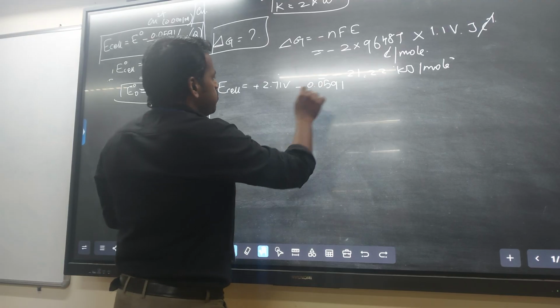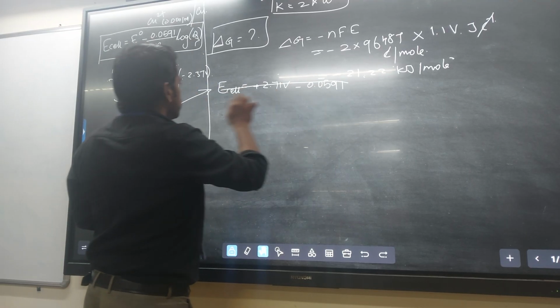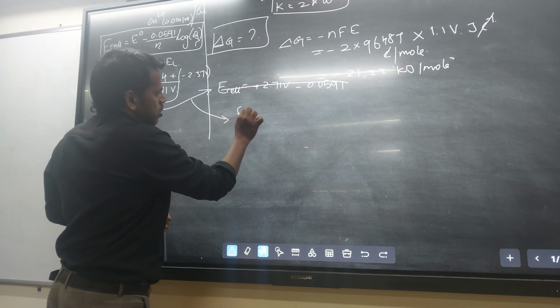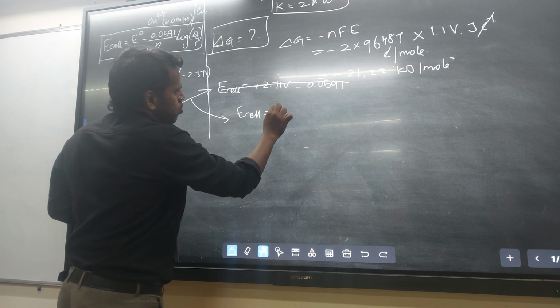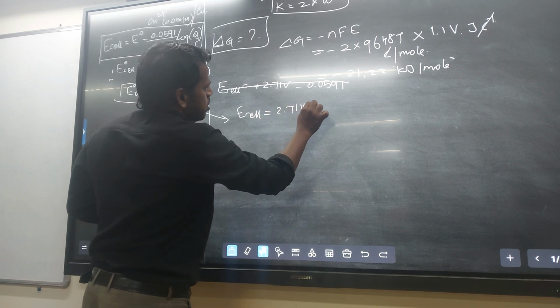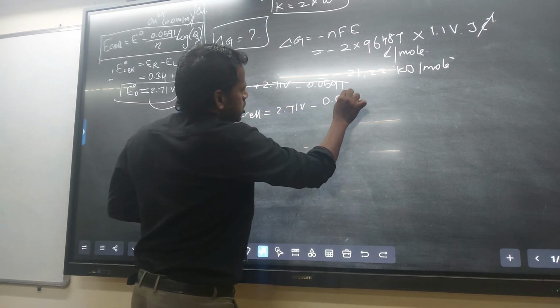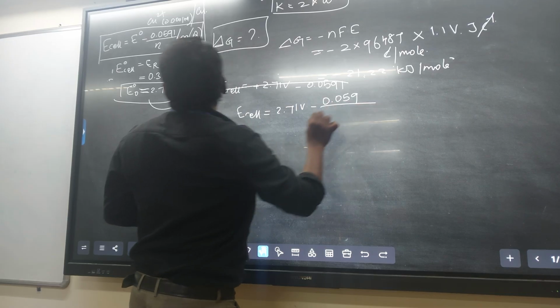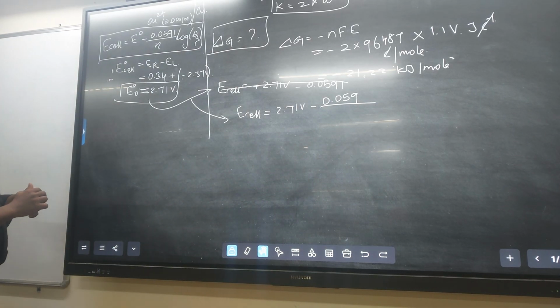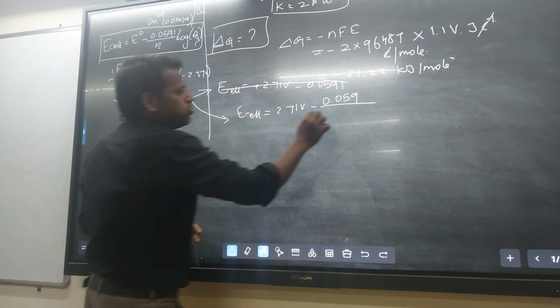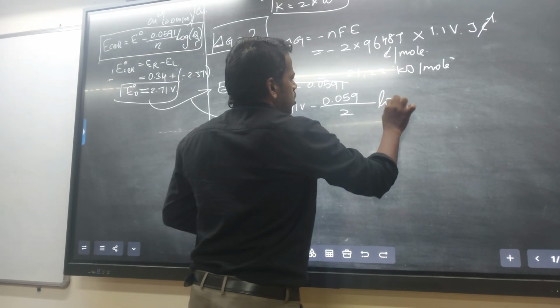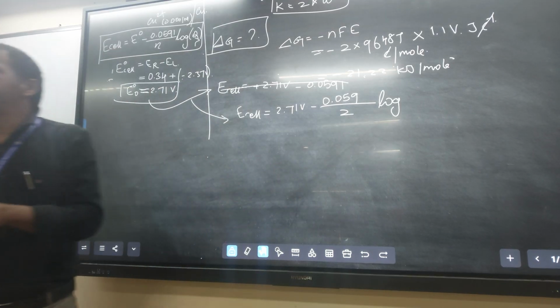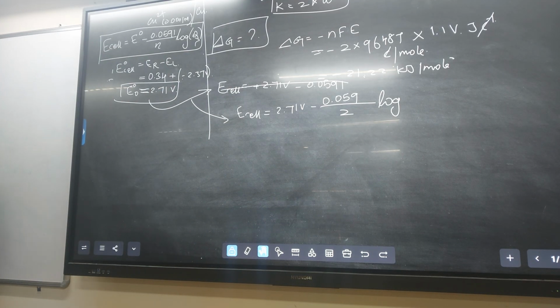So E cell equals 2.71 volt minus 0.0591 divided by n. What is n here? 2. How many electrons are transferred from reactant to product? 2 electrons. 2 into log of Q. What is Q? Product by reactant.